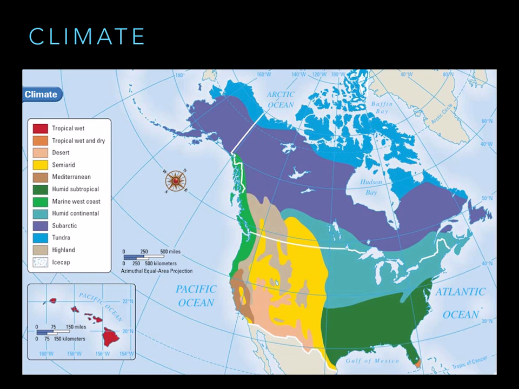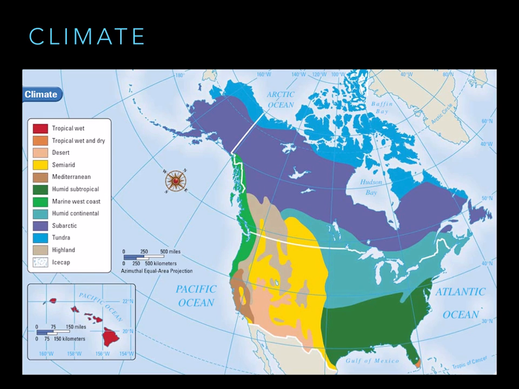Desert is in the southwest, and semi-arid is too. Mediterranean along the southern California coast. Humid subtropical stretching from South Texas all the way around the Gulf of Mexico to Florida. Marine west coast, again stretching from around San Francisco all the way up the west coast of Canada, the United States, and on up into Alaska as well.